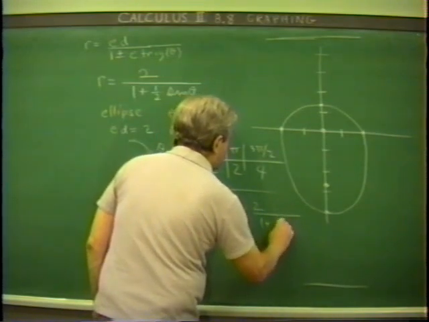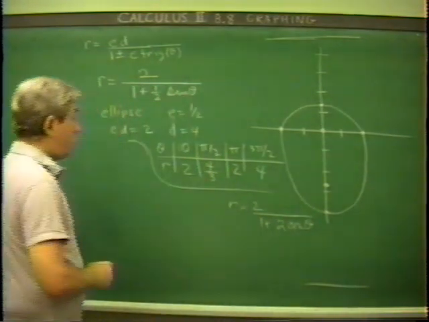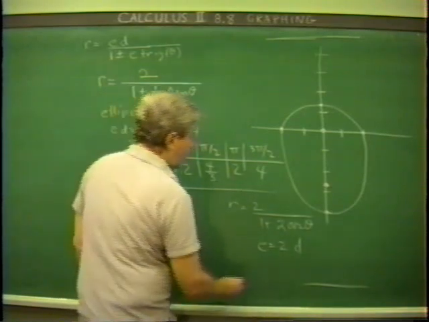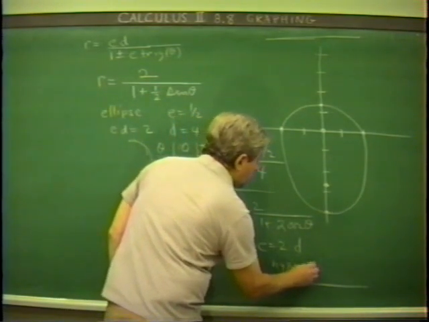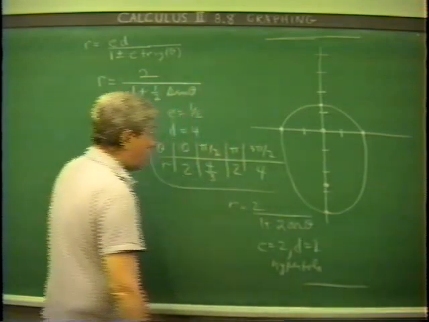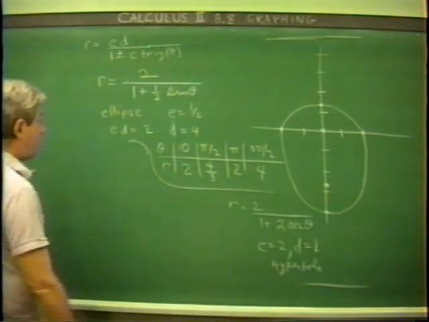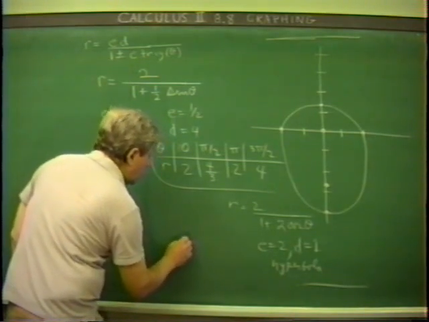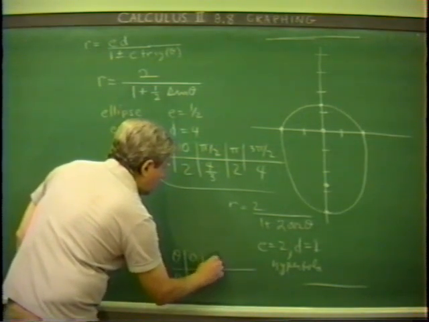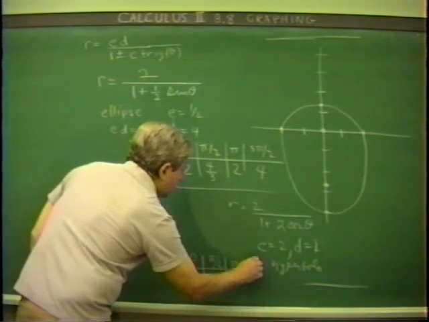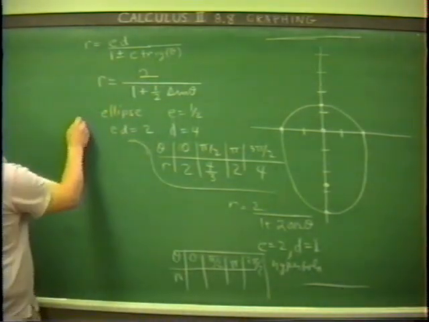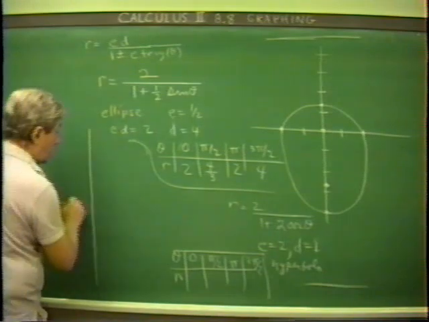Let's look at r equals 2 over 1 plus 2 cosine theta. Here e is equal to 2. The eccentricity is 2, so this is going to be a hyperbola. And ed is 2, so d is equal to 1. The directrix is going to be 1 unit away from the origin. Let's plot some points: theta equal to 0, pi over 2, pi, and 3 pi over 2. Plot the standard points here, and let's graph this.